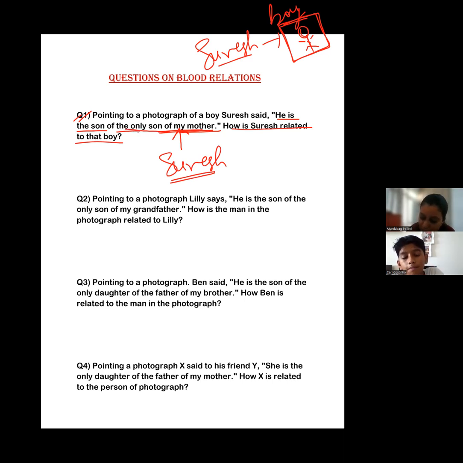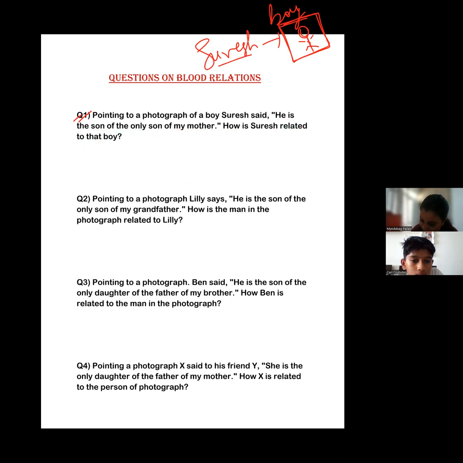If I correlate it with my relation, if I assume that Suresh is the only son of my mom, is Suresh the father? Okay, let's see. Even I haven't solved it yet.